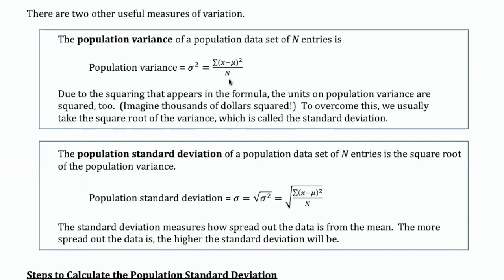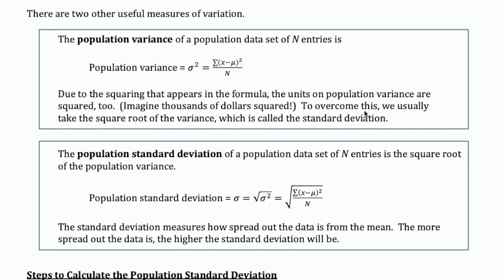But here's the only problem. Because we introduced this squaring in the formula, the units on the population variance would be squared too, which is weird. So the population variance would be measured in thousands of dollars squared for the last example. I don't really know what that means.